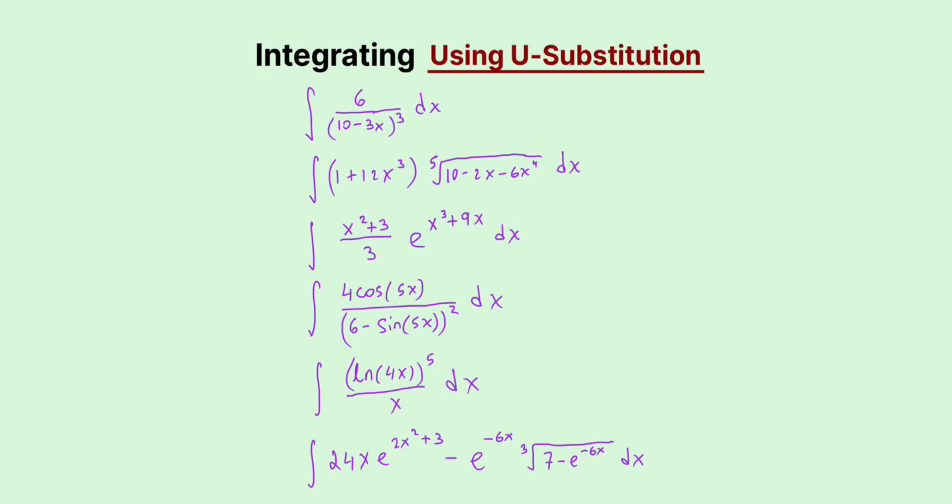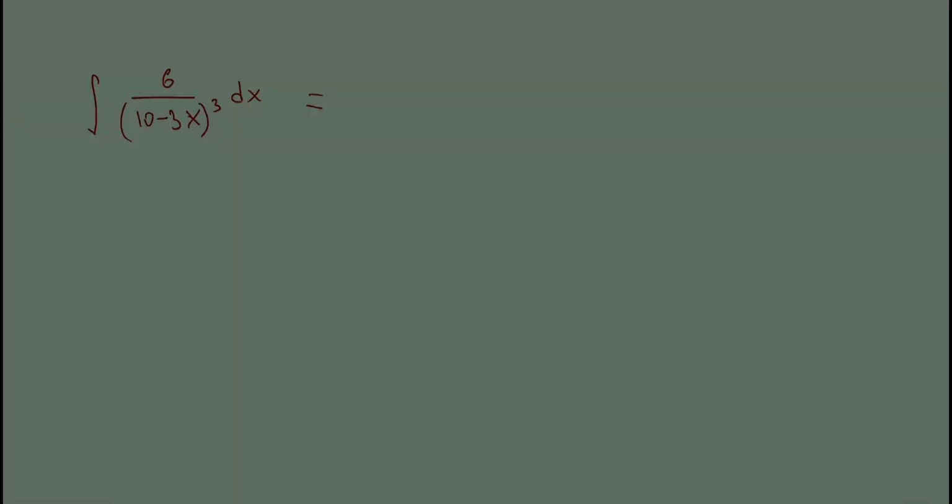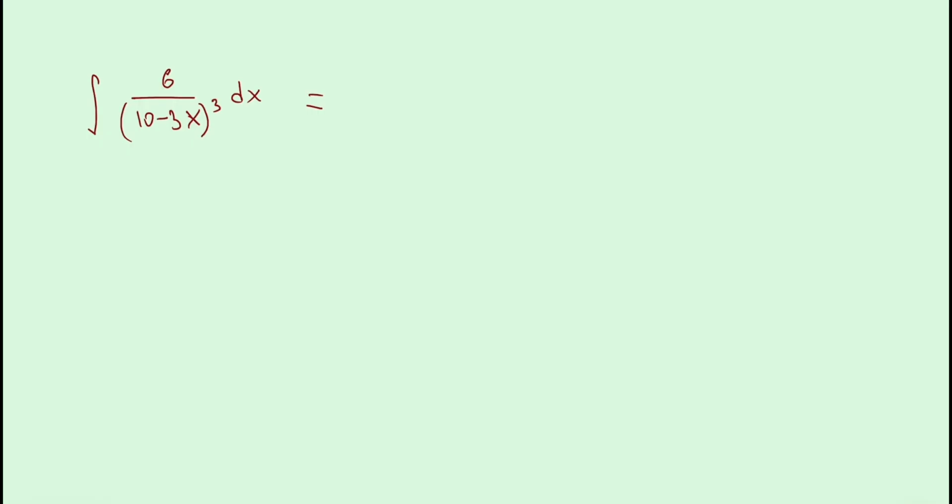In this video, we will integrate some problems using U-substitution. In this first example, 6 over (10 minus 3x) cubed, we will be using U-substitution to integrate it. So we will replace 10 minus 3x with u, and what we do then is we derive u, we get du. Derivative of 10 minus 3x is negative 3 dx.